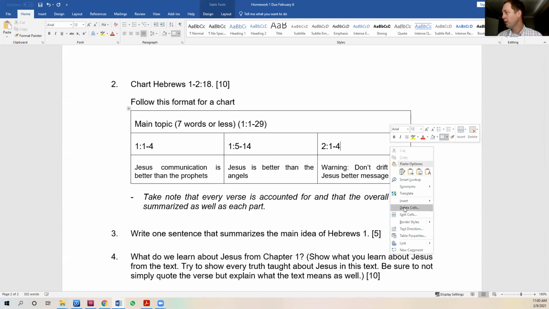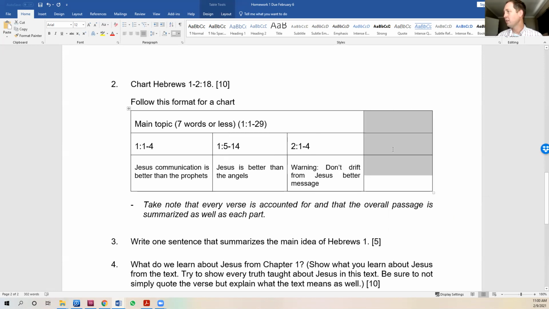Now there's still more. We don't have enough, so we want to insert a column to the right. I just right-clicked there to do that. Now we're at verse 5, and we want to use all the verses. Notice every verse is used. Don't skip any verses. We'll start reading in verse 5 and looking for the common topic. As we read through, we'll see really the same topic goes to the end.